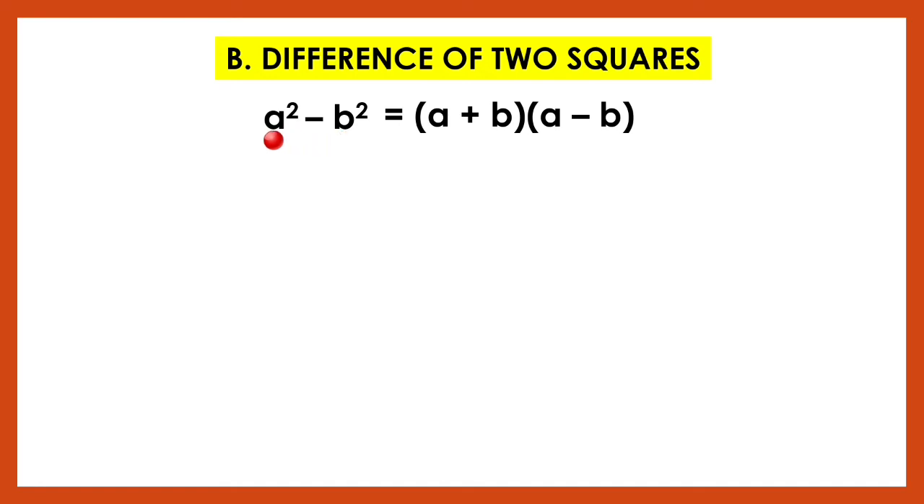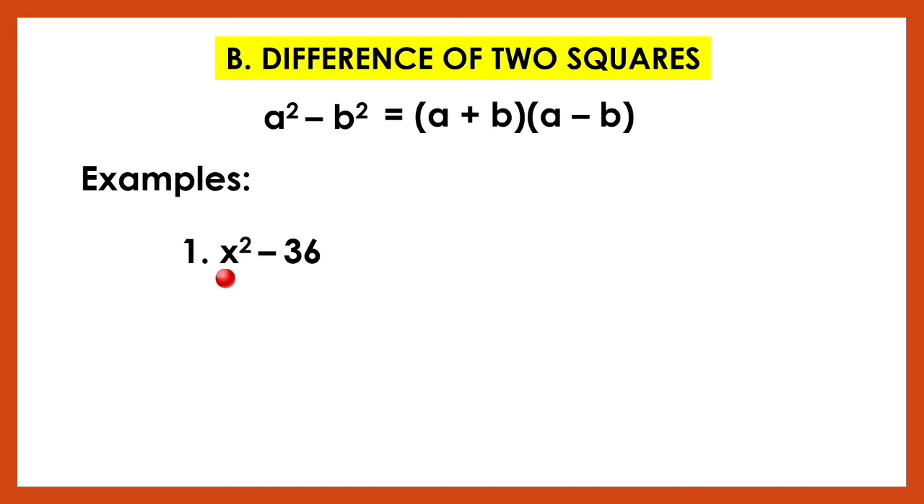Okay, so para makuha yung kanyang factors, kukunin natin yung square root ng first term which is a, and then kunin natin yung square root ng b square which is b, and then isusulat natin as sum and difference. So remember, pag difference of 2 squares, ang factor niya ay sum and difference of the square roots ng first term at saka ng last term. So, okay, let's have examples.